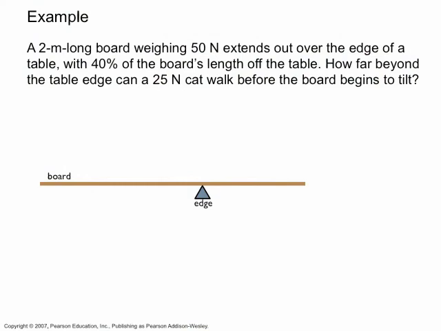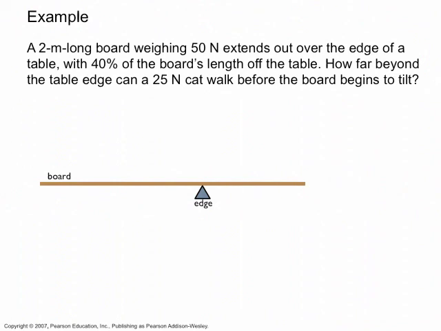Let's do an example. A 2-meter long board, shown below, which weighs 50 newtons, extends out over the edge of a table. The triangle, the pivot, or the fulcrum, labeled edge beneath the board in the drawing, represents the edge of the table. But 40% of the board's length is off the table. Therefore, 60% of the board's length to the left of the edge is over the table.